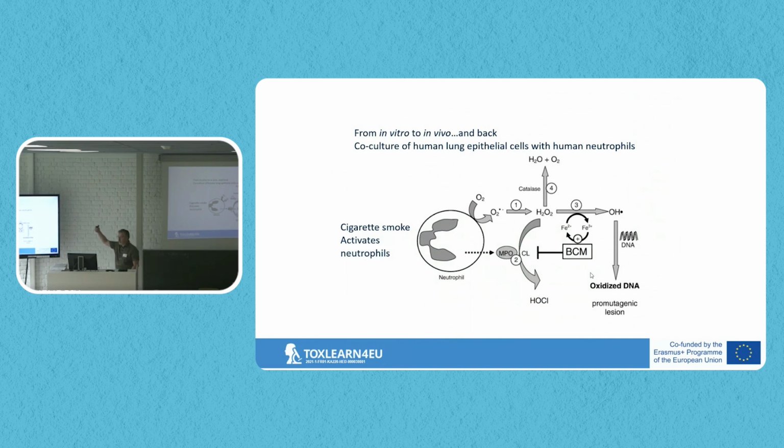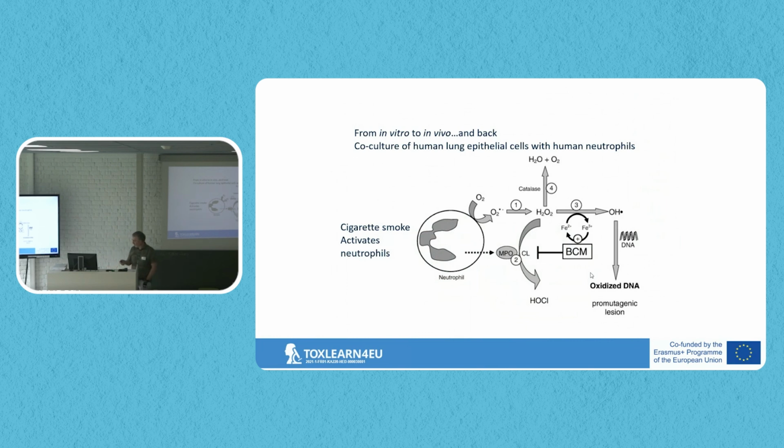So we saw something happening in the humans. We tried to mimic it in the in vivo situation. That didn't work, right? Because we got the wrong or too strong mouse model. So then we thought, okay, let's go back to the in vitro situation and see what's going on. And we know that smokers have a lot of inflammation.